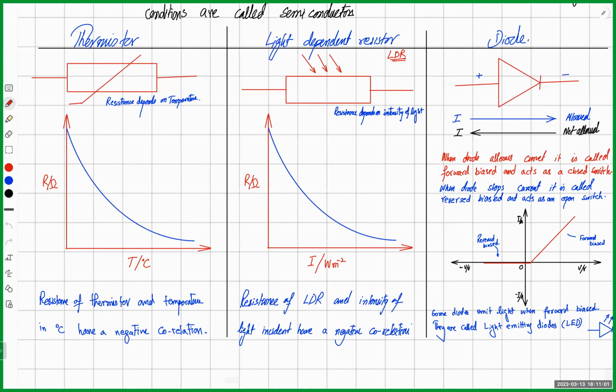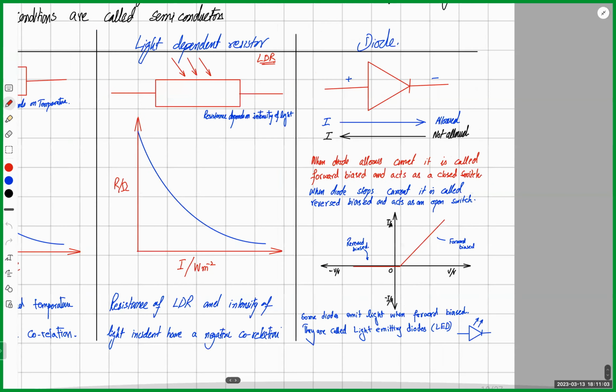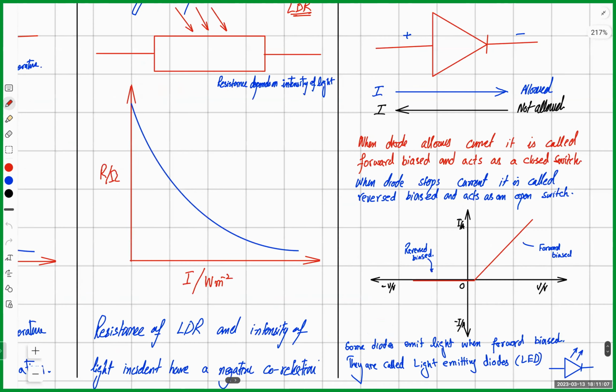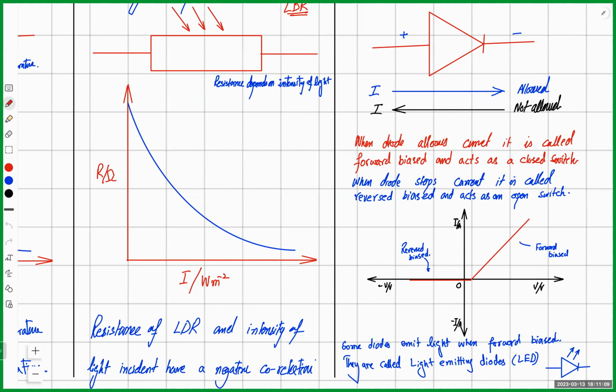The third kind is a diode. A diode is something that only allows current to go in one direction. When current goes along the direction that the diode allows, the diode in that situation is called a forward bias diode. And the diode makes sure that current only goes through in one direction.